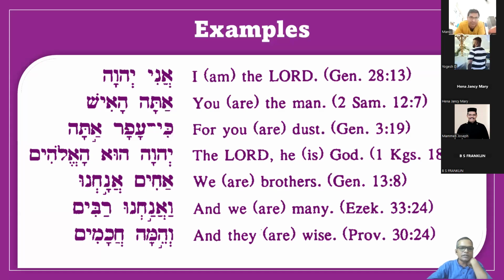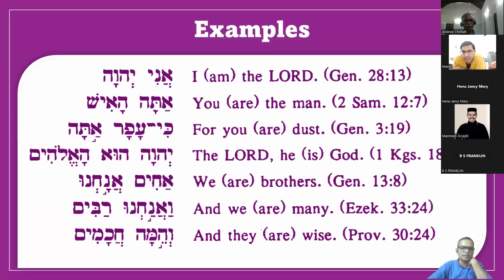All right. So if you see here, it is first common plural. The other variants of anachnu are anu and nachnu. The next example, can you just proceed, Manoj? Ve'anachnu rabim. The translation is and we are many. Rav is many, much. So here it is in the plural form. So we are many.